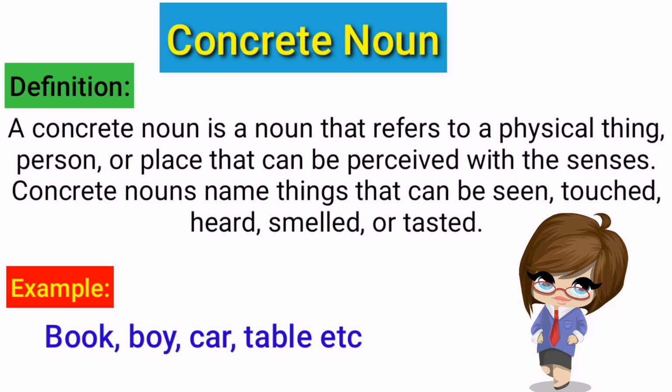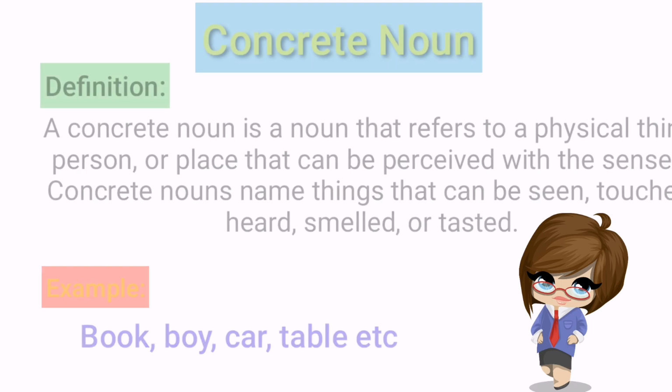Basically, they are considered concrete nouns because they are physical, tangible objects that can be perceived through the five senses. You can see, touch, hear, and interact with these objects in the real world. They have a physical existence and can be directly experienced or observed.